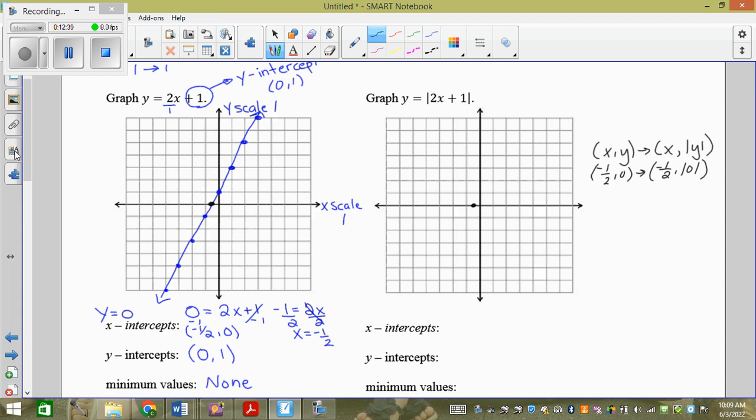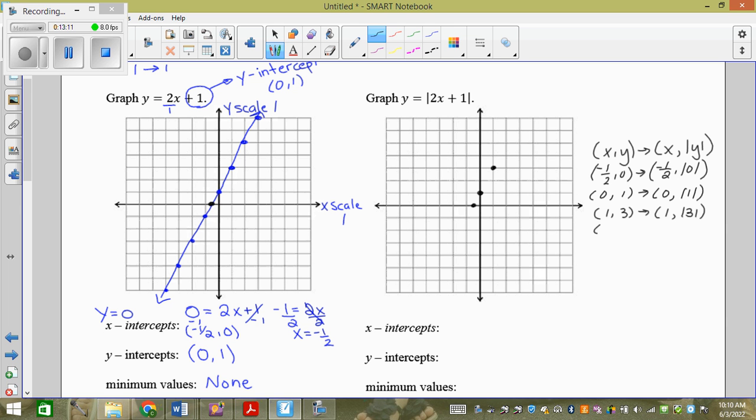What about all the positive values? So like 0, 1 is going to become 0 and the absolute value of 1, which is still 0, 1. And then I take 1, 3. I'm going to get 1 and the absolute value of 3, which is 1, 3. Do you see how none of the positive y values are changing? And 0 isn't changing, because the absolute value of any positive value just stays the same. We agree?